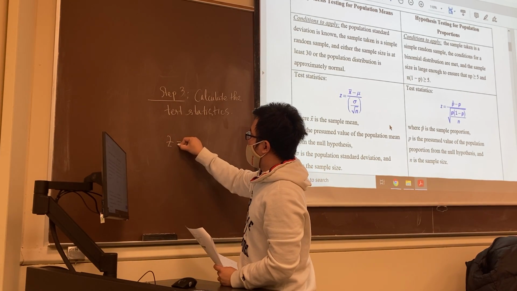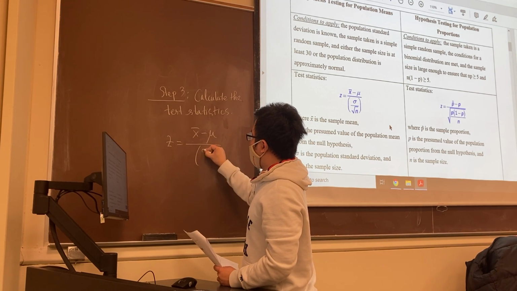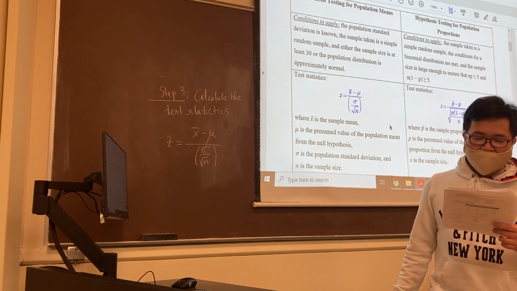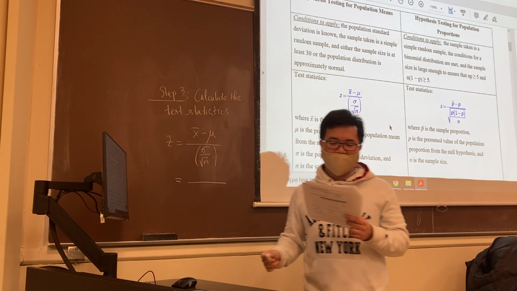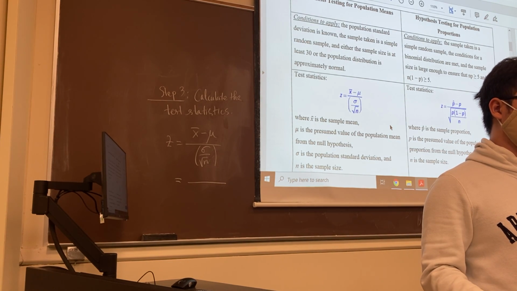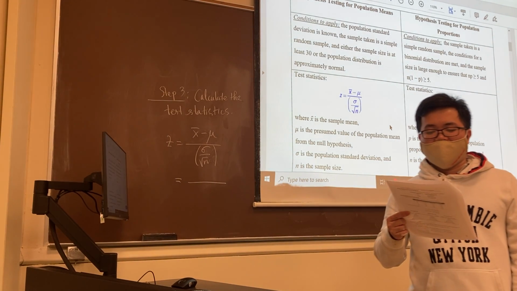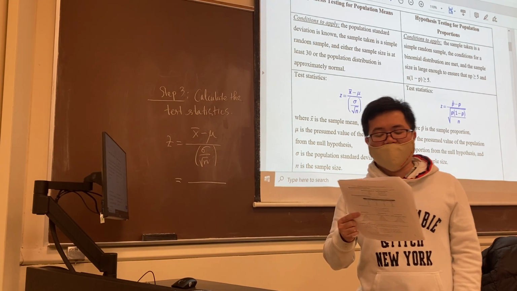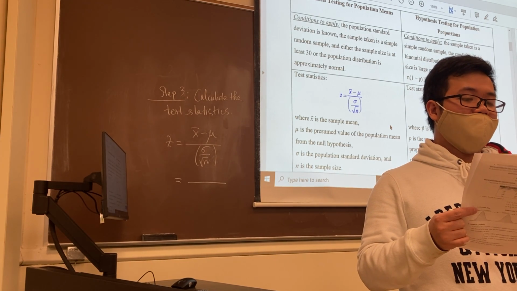So Z here is equal to x bar minus mu over sigma over square root of n. Now you relate the x bar, mu, sigma to the question. What is the x bar here? The x bar here is the sample mean. So you look at the mean of the sample here, 213 women. What is the sample mean in this case?